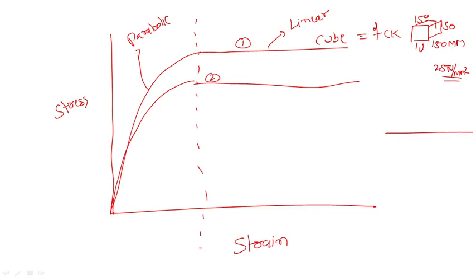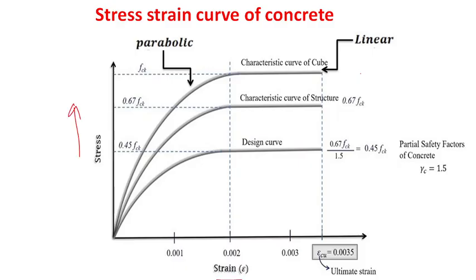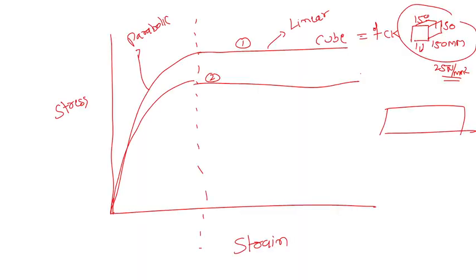The actual size of the structure is very big, the size of this cube is very small, so we can't predict by testing only this cube. So that's why they will decrease the values. Okay, so that we call the characteristic curve of the structure. This is about the cube, and this is about the characteristic curve of the structure, that we call as 0.67 FCK. Another curve I will draw here.